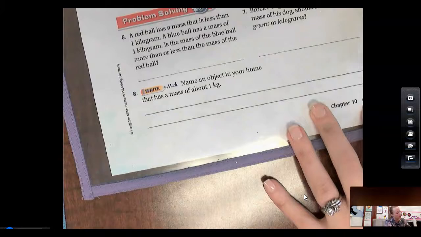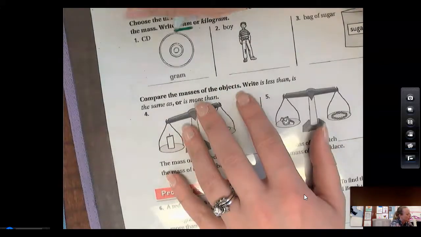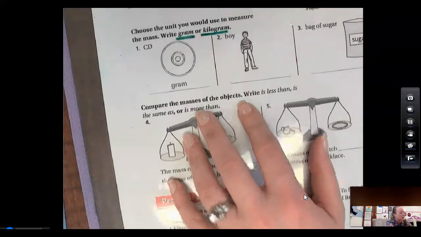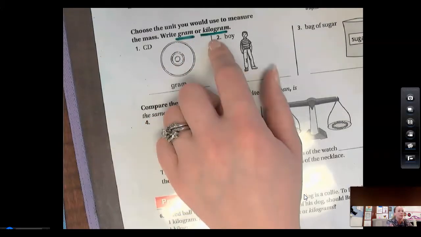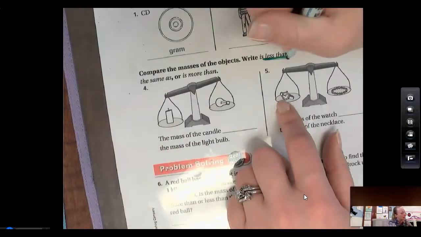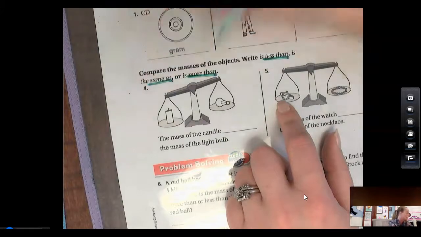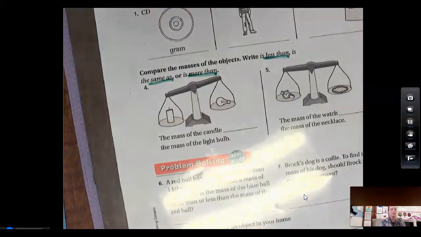All right, kiddos, now we are ready for our paper for a grade. Could you please get out page 609 to do our paper for a grade? You are to write on numbers 2 and 3 if it is a gram or a kilogram. Remember that a gram is a smaller word, therefore it is a smaller measure. Kilogram is a bigger word, therefore it is a bigger measure. On numbers 4 through 5, you must choose if it's less than, same as, or more than. Remember, less than means it goes down. Same as means they are the same, and more than means it is up.